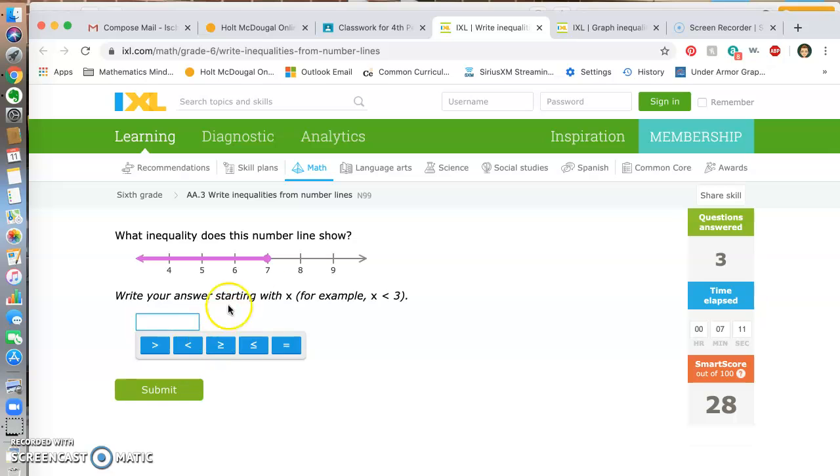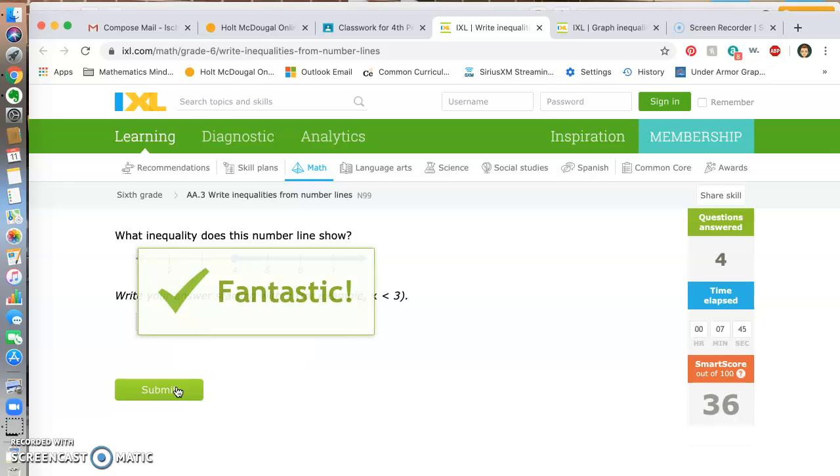We'll do one more. X. I'm just going to be silent here for a little bit and let you see if you can come up with the answer. Got to decide on the sign. And is it open or closed? Well, it's closed, so we need one of these two. And these numbers are, again, smaller than 7. So we need less than or equal to. And again, the number's the easy part. X is less than or equal to 7.